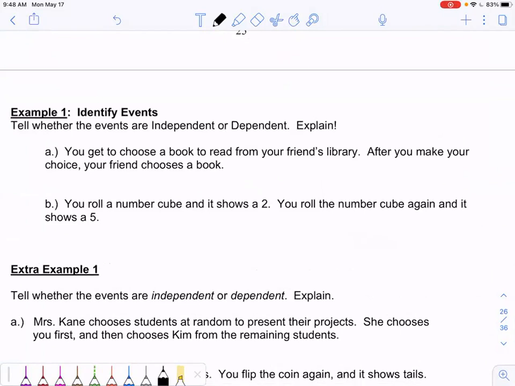So if you look at the next page, it says tell whether the events are independent or dependent, and then it does say explain. So we're just going to read through these and decide, does the first event change the occurrence or the happening of the event that goes next? So Michael, I'm going to have you try the first one. Can you read the first part A there? Example 1, part A.